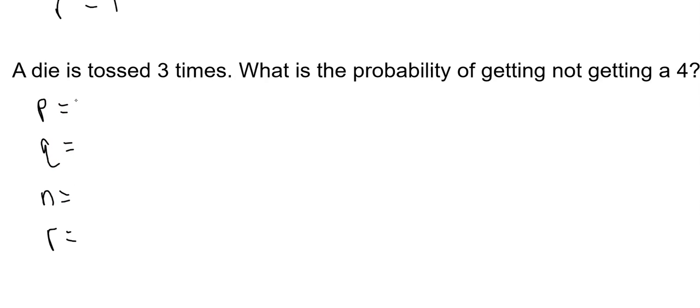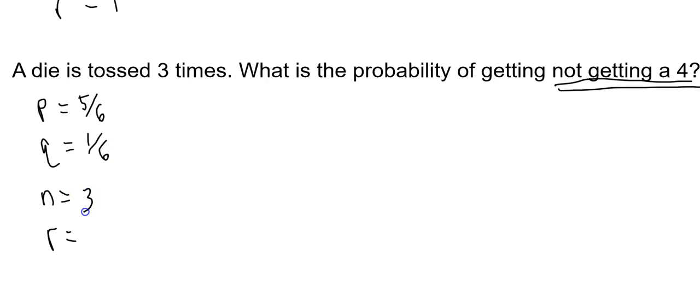The probability of not getting a 4. So this time success is not getting a 4. So P is 5/6 according to the way the question is worded. Q is failure, which would be 1/6 of the time. Those have to add up to 1 every time. Failure and success add up to 100% or 1.